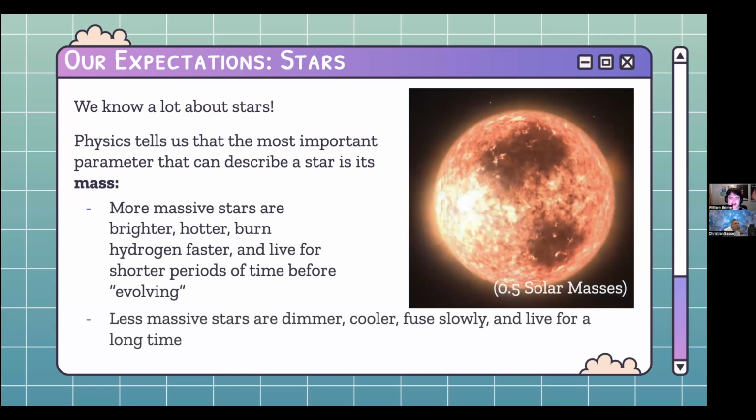On the other hand, less massive stars are much dimmer and cooler. They fuse very slowly, and so they live for a very long time.